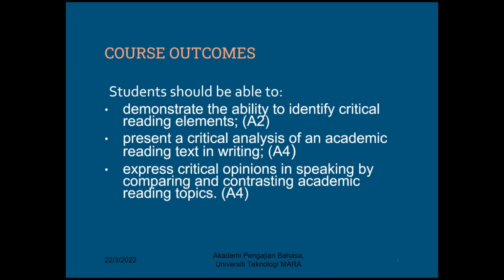So, course outcomes. Course outcomes are what we expect you to be able to do by the end of this semester. Throughout this course, we'll be teaching you how to achieve these course outcomes. For the first one, we hope that you will be able to demonstrate the ability to identify critical reading elements. Whenever you are reading something, there are certain elements that show the importance and the nature of the text that you are reading. So we will be trying to help you develop the ability to identify those critical elements.